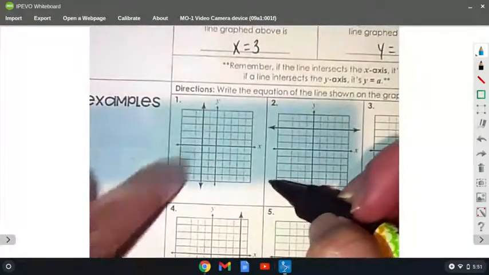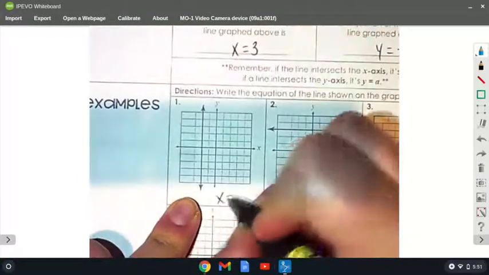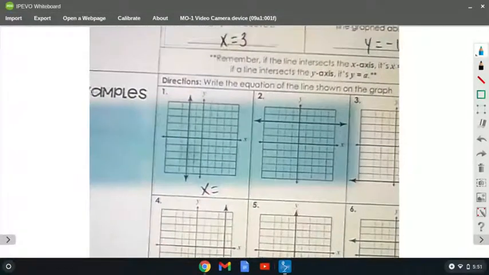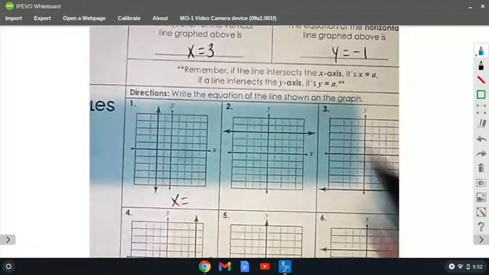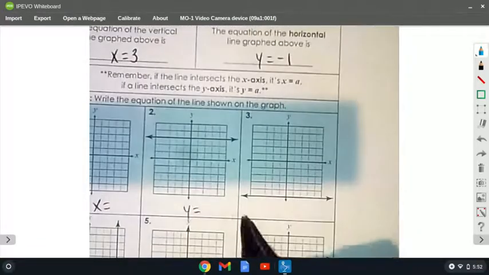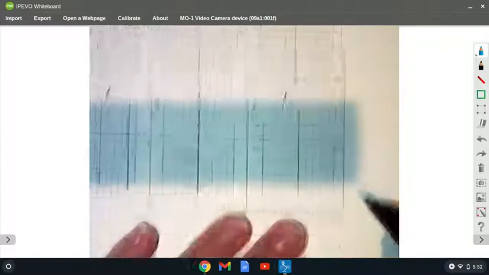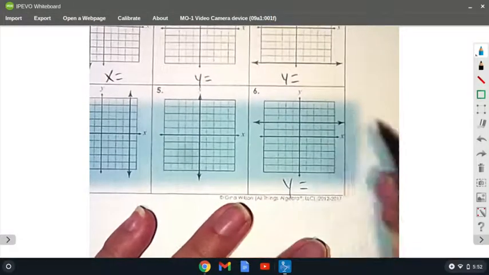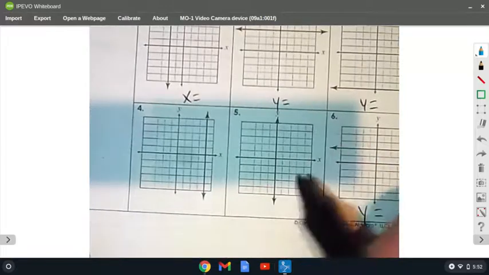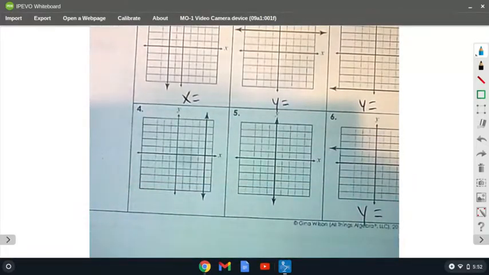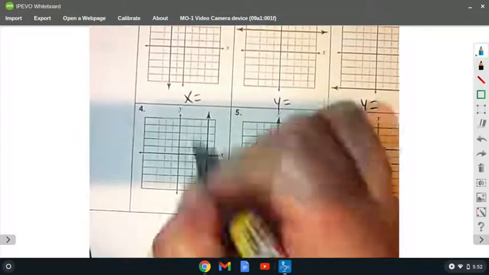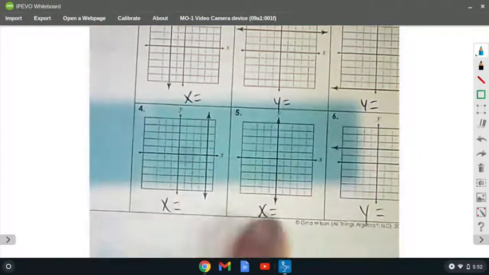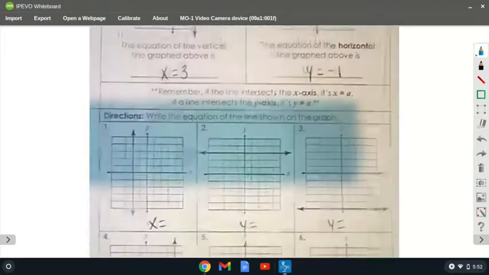So if I look at this, it is a vertical line, which means it should be x equals. I'm just going to go through all these and label them either x equals or y equals. This is a vertical line, so it's x equals. This is a horizontal line, so it's y equals. This is a horizontal line, y equals. 6 is also a horizontal line, so it's got to be y equals. This is a vertical line, so that's going to be x equals. And this is also a vertical line, so this is x equals. This one's really weird. I'll explain it when I get to it.